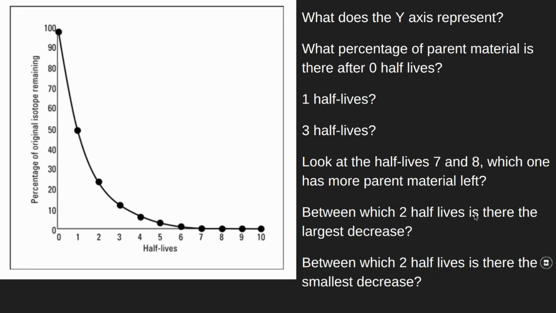Between which two half-lives is there the largest decrease? So between this and this, or this and this, or this and this, which two of them does the number decrease or go down the most? The answer is between 0 and 1, right? It goes down from 100 to 50. That's a decrease of 50. If it went down from 50 to 25, that's a decrease of 25. So this is the largest decrease. That means, of course, that the smallest decrease would happen over here. We don't know what the exact number is. We don't have to know, but we just know that these would be the closest to each other because you see how the gap is gradually getting smaller and smaller between them. Hopefully this chart wasn't too confusing for you.